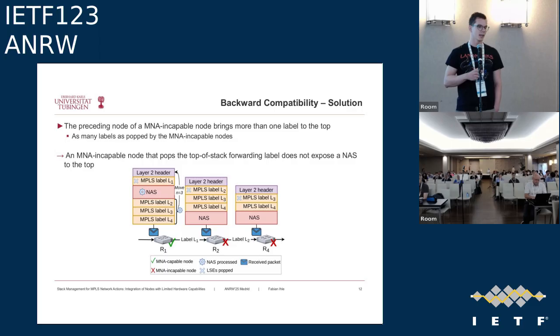As a solution, we can instruct the preceding node of MNA-incapable nodes to bring more than one label to the top, as many labels as are popped by the MNA-incapable nodes. So in this network segment, we have two MNA-incapable nodes. Each pops the top-of-stack label. Therefore, the preceding MNA-capable node brings in total 3 labels to the top, 2 that are popped by the incapable nodes and 1 for the general mechanism. And this way, for the MNA-incapable nodes, the NAS will never be exposed to the top.